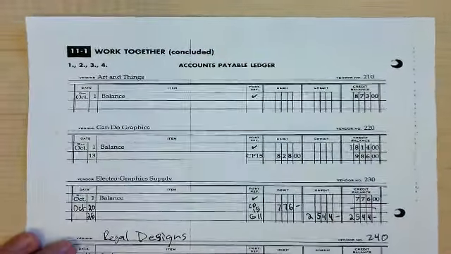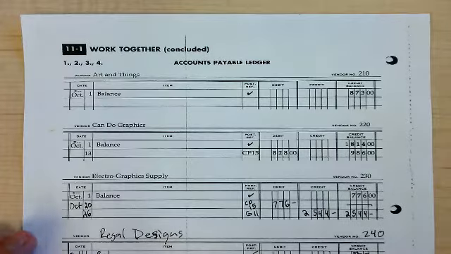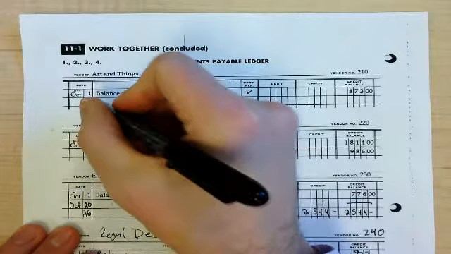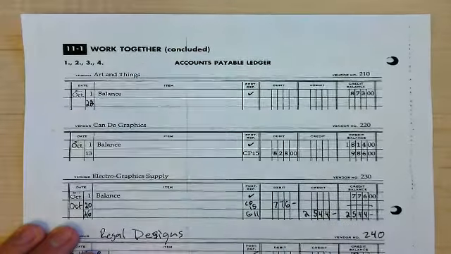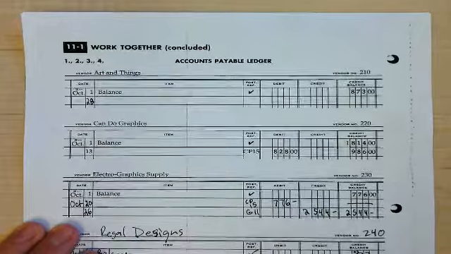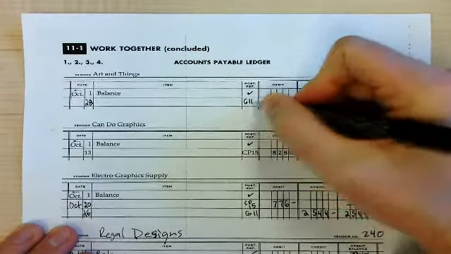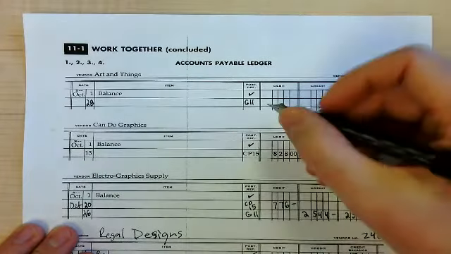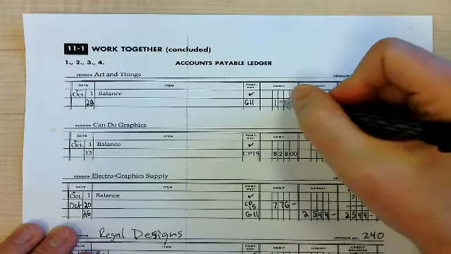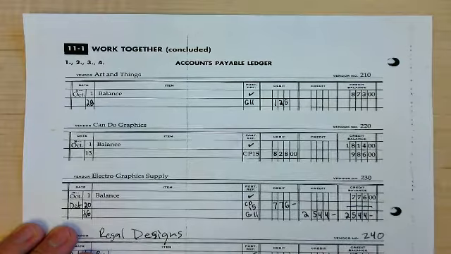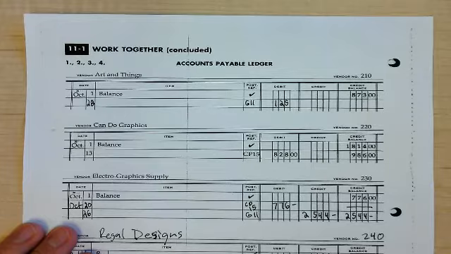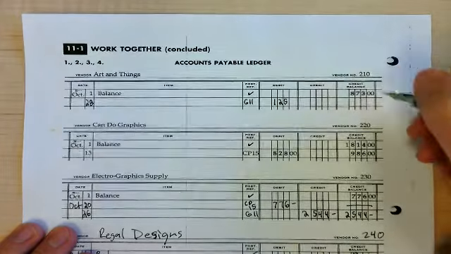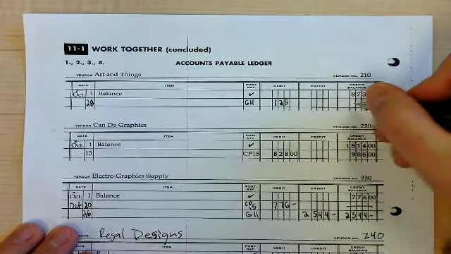Hop over to the Accounts Payable ledger for Arts and Things. On the 28th, from the G11, it's a debit of 125. So then what am I doing? Am I adding or subtracting, class? Good. We're going to subtract them. And we get 748.